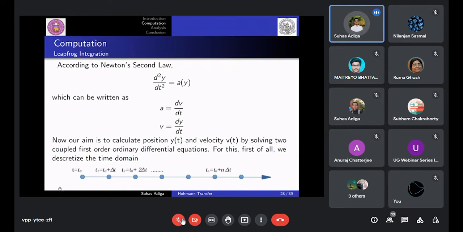So you can clearly see that we are having an infinite amount of time, and we'll discretize it. So the first one will be t naught, then t1 will be t naught plus delta t. This delta t is just your time step, the interval between each time step. So t2 will be t naught plus 2 delta t and so on, and your nth time step will be t naught plus n delta t, right?